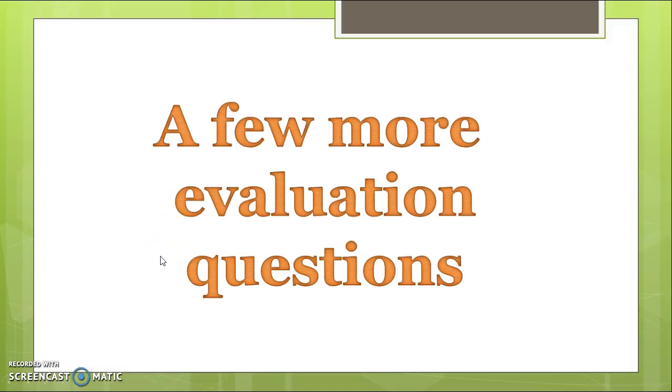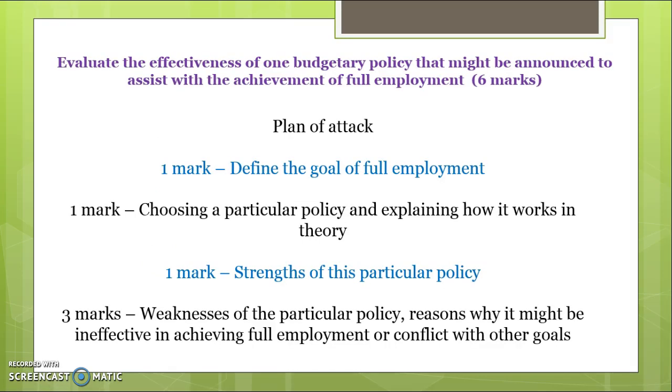In regards to other evaluation questions, and we'll talk about some of this in this video and some in the next video, you need to be able to analyse the effectiveness of a particular budgetary policy initiative and how it can achieve the goal. So you need to have a couple in mind, whether it's infrastructure spending, lower income taxes, lower company taxes, and you need to be able to talk about the strengths and weaknesses of that policy. So how would it work in theory? What are the benefits in theory? And then what are some of the potential weaknesses of that policy?